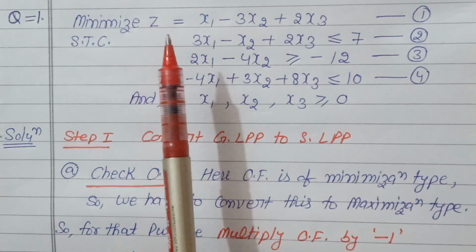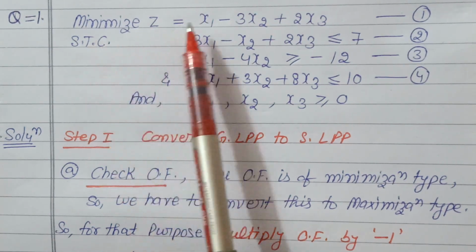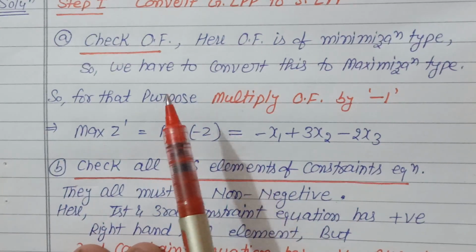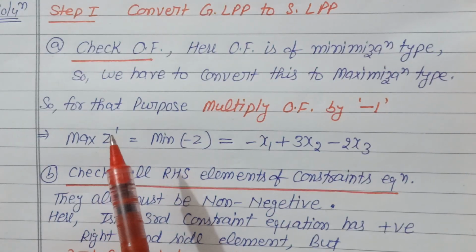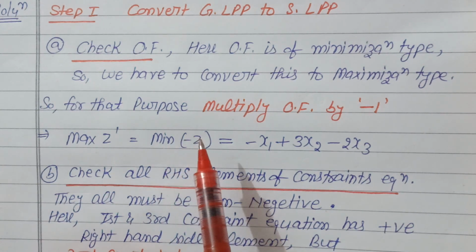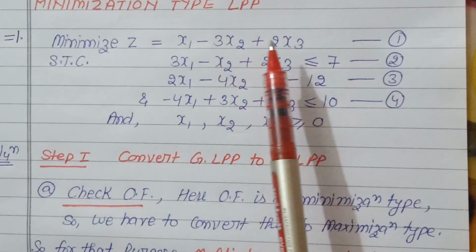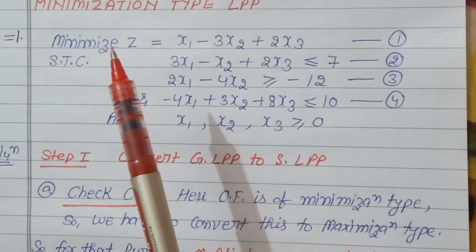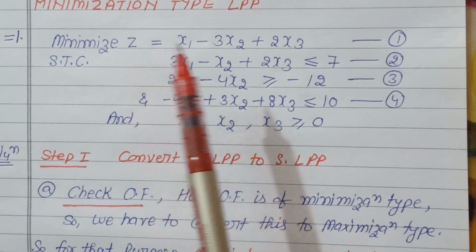For converting a minimization type of objective function to maximization type, we have to multiply this equation by -1. So if we multiply by -1, we will have the new objective function as maximize z bar, which is equal to minimize of minus z, equal to -x1 plus 3x2 minus 2x3. That is, we have multiplied all these three values by -1, and this objective function of minimization type will be converted to the maximization type. So the first step is complete.